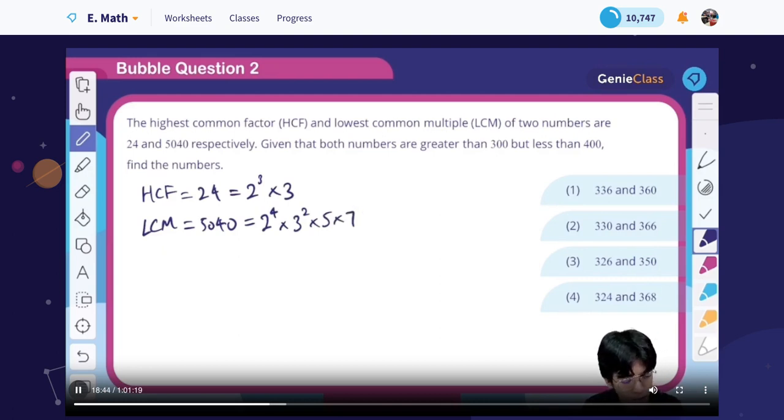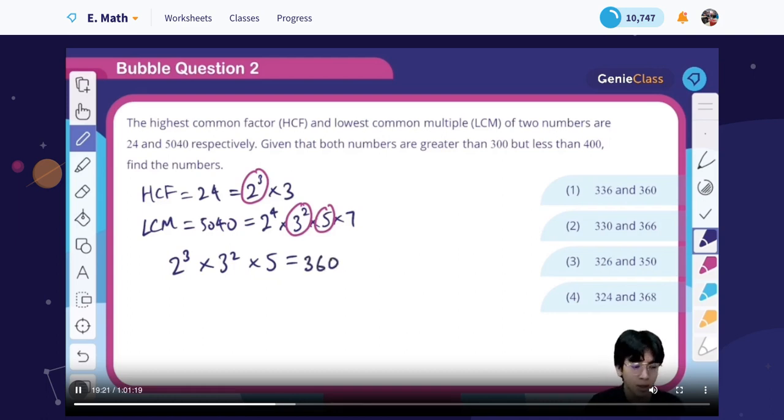So how do you split up these factors such that you can form two numbers that are greater than 300 but less than 400? We're going to choose 2 cubed and then 3 squared, and if I multiply by 5, that is 8 times 9, 72 times 5, 360. So 2 cubed times 3 squared times 5 is equal to 360.